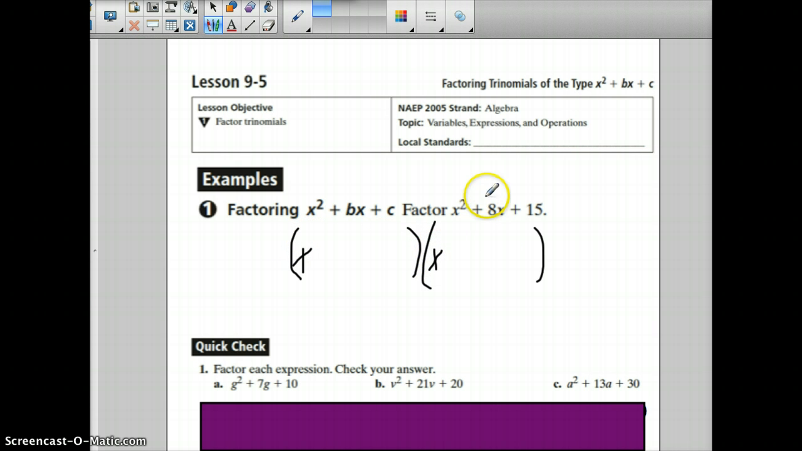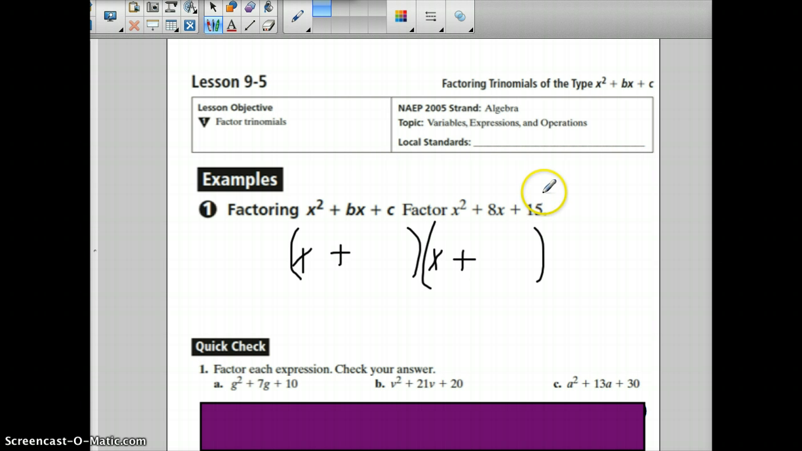Now, the next clue you want to look for is the signs. Look at the sign of the third term first. If this is plus, that tells us that both of our signs in our binomials are going to be the same. What sign that is is told by the second term, and they're both going to be plus. So I can put my pluses in here and here.